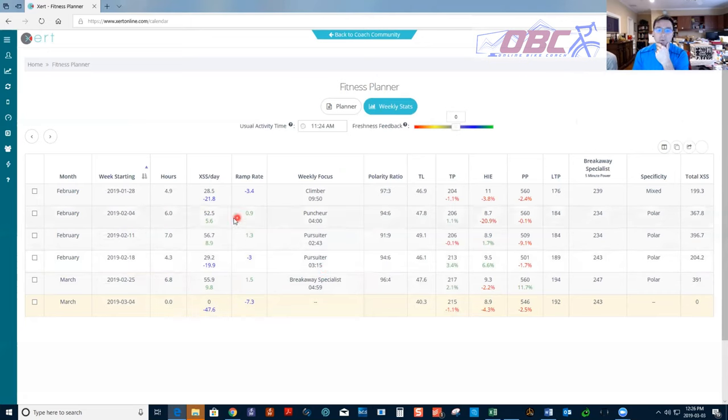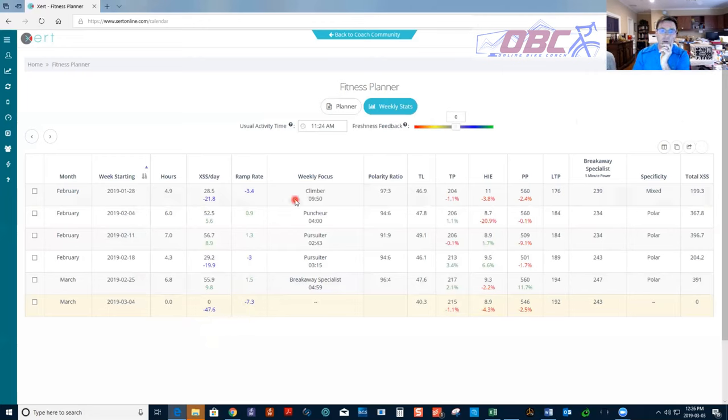If we look at the ramp rate, here we go. Ramp rate goes green, green, blue, green. And so this next week is going to be green again. And then the next week will be gently blue. That's a great way to work it.